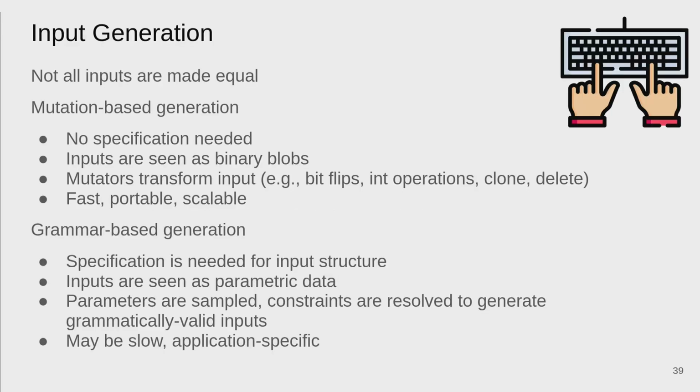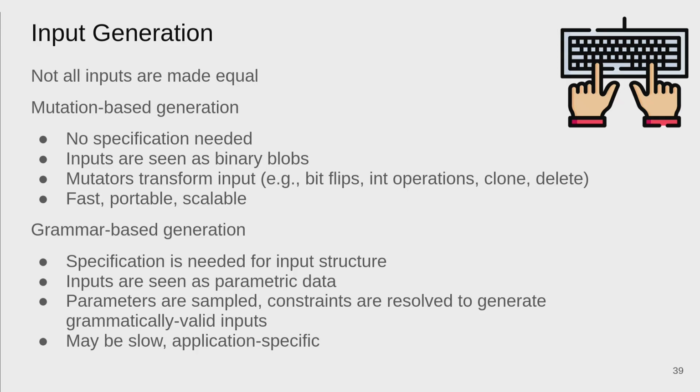So how do we generate inputs? I already alluded to this a little bit. Not all inputs are made equal. There's different kinds of inputs. I quickly explained mutation-based generation, where no specification is needed. Everything is considered a binary blob. We modify 1 byte, 2 bytes, 4 bytes, 8 bytes, we delete 8 bytes, we place random values in there. There's different kinds of bit flips and changes that we just randomly try. It's fast, portable, and scalable.